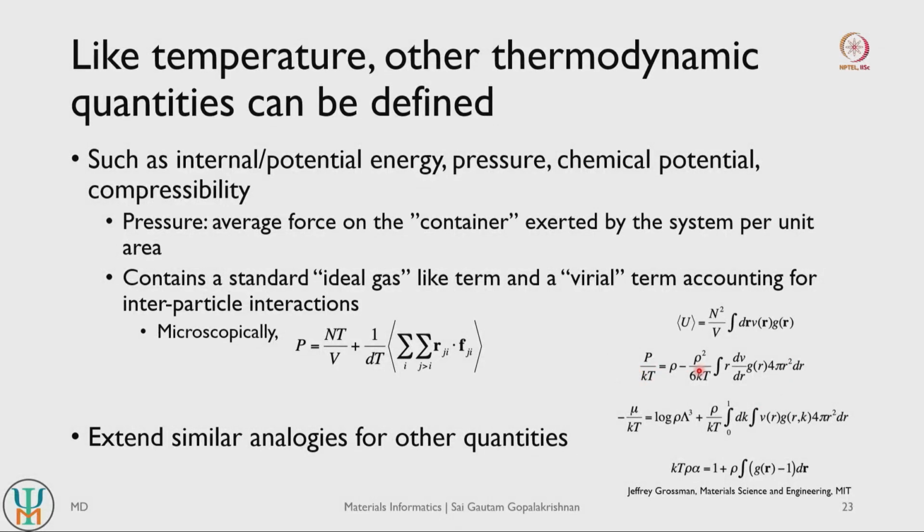So, just like temperature, you can define a pressure using your molecular dynamics, and you can estimate this in your calculations. You can estimate an average internal energy or potential energy of your system. You can estimate chemical potentials. You can also estimate compressibilities. Compressibility is alpha here. So, whatever thermodynamic quantities you want to calculate, you can use these analogies to derive them or calculate them using your molecular dynamics.